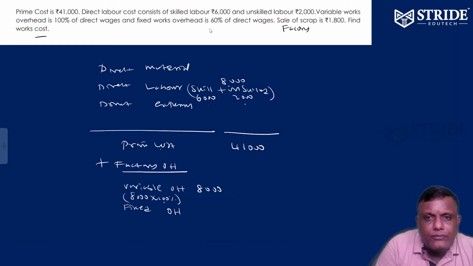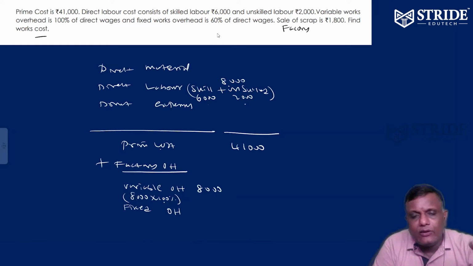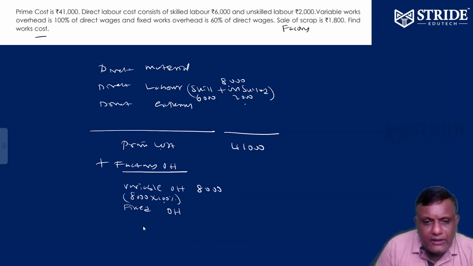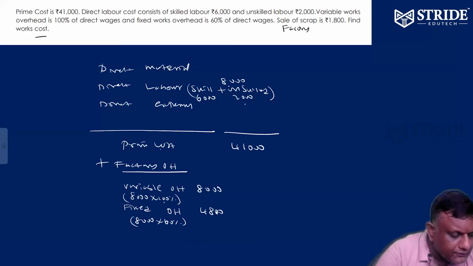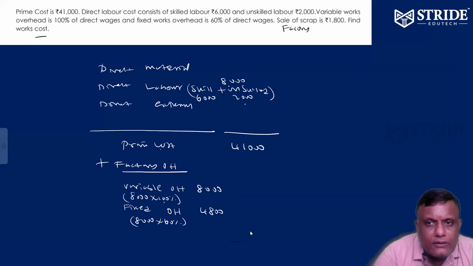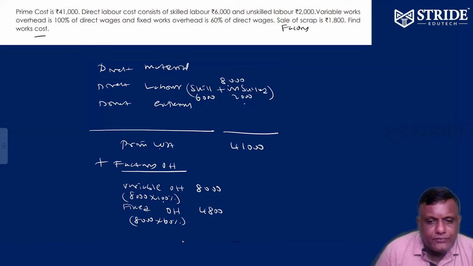Fixed overheads. What is fixed overhead? Fixed salary you have to pay, fixed rent you have to pay. Whether you're producing or not, you have to pay fixed overheads. 60% of direct wages. Direct wages 8,000, so 8,000 into 60% is 4,800. That's called fixed overheads.